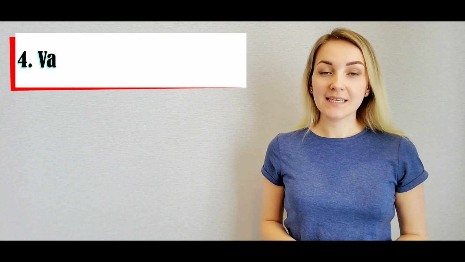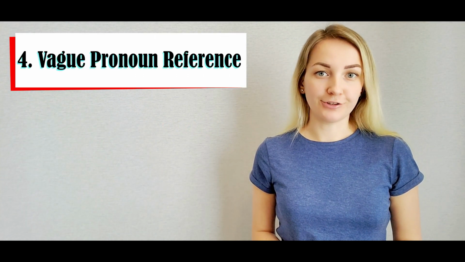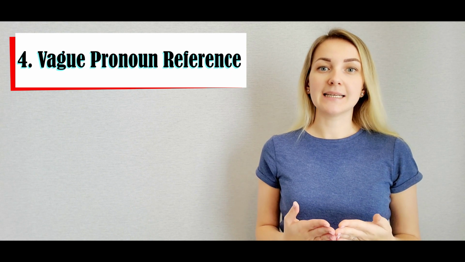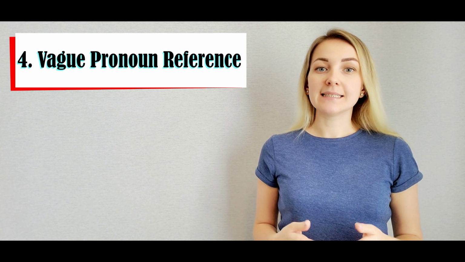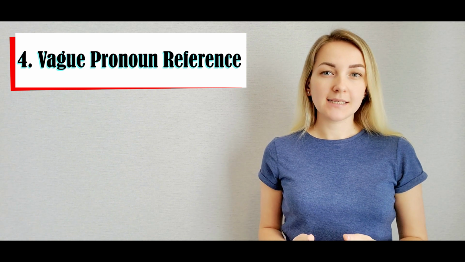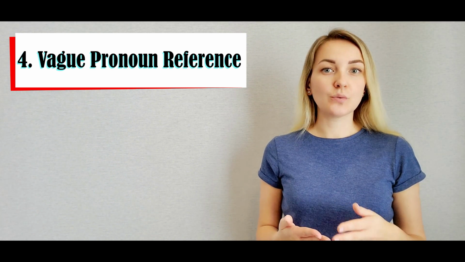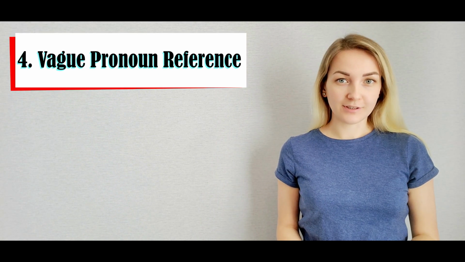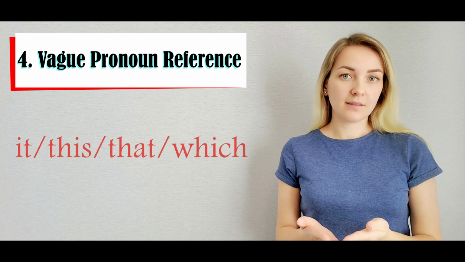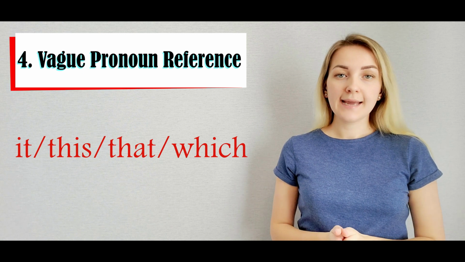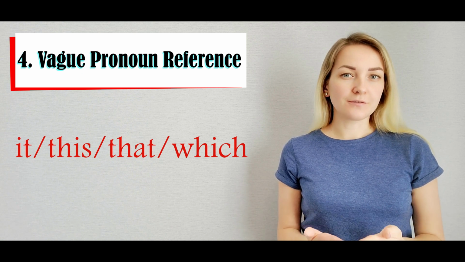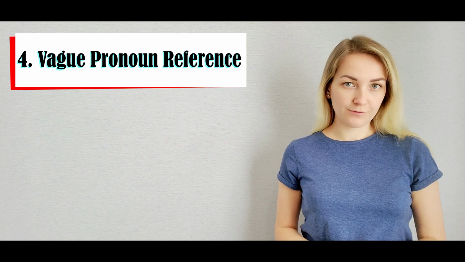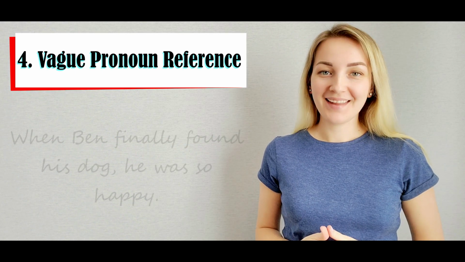Number 4 is a vague pronoun reference. So everybody knows that a pronoun can replace a noun and its antecedent should be a place, a person, or a thing to which the pronoun refers. A vague pronoun reference, including it, this, that, which, can leave the reader confused about what or to whom the pronoun refers. I have an example for you.